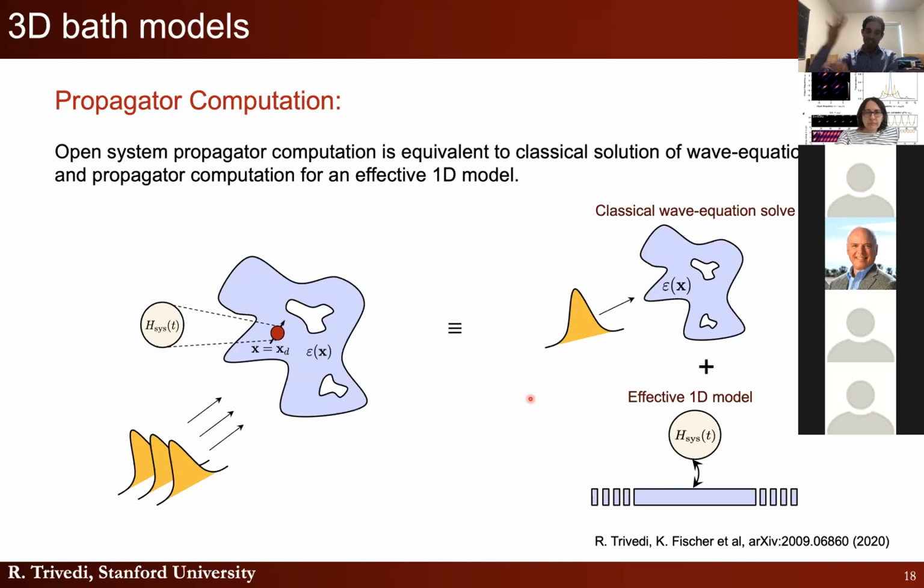So by solving these 2 different models, one is an effective 1D model that I've already discussed how to solve, and this classical wave equation model that people have been solving for decades, we could combine them and solve the scattering problem for a localized physical system that is coupled to this inhomogeneous bosonic bath.